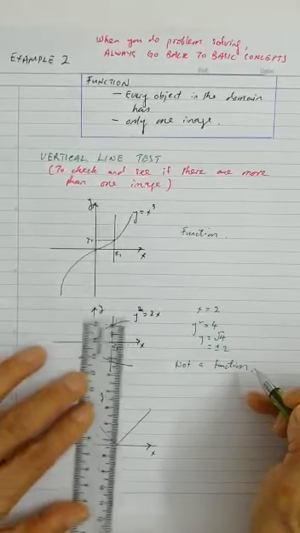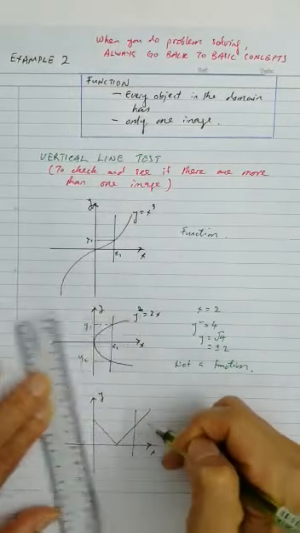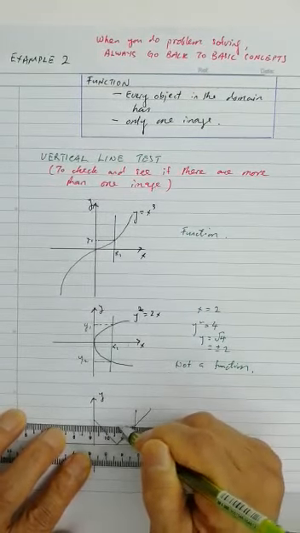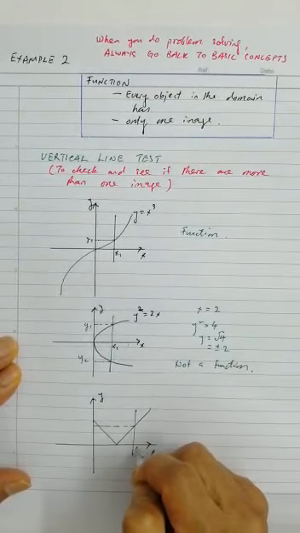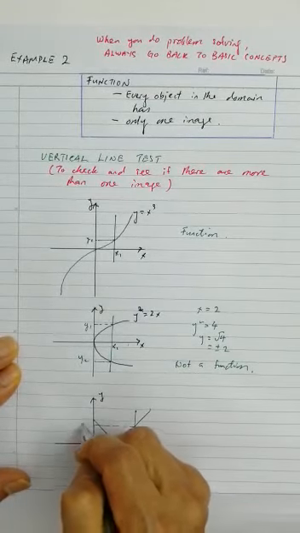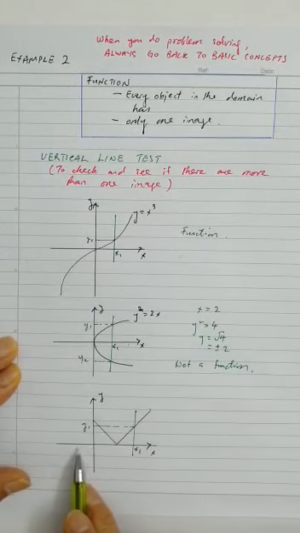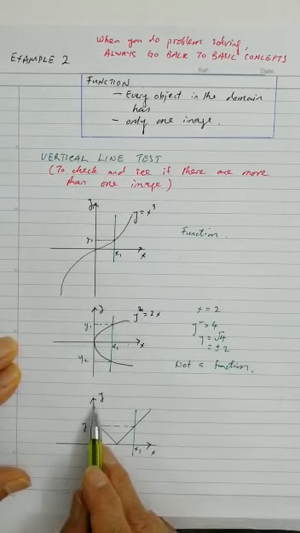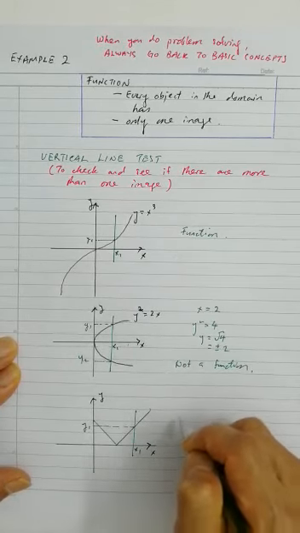And for part C, when you draw a vertical line, I only have one image. So for this object here, x1, I only get one image here. So these are objects in the domain, and these are the images in your codomain. So this is a function.